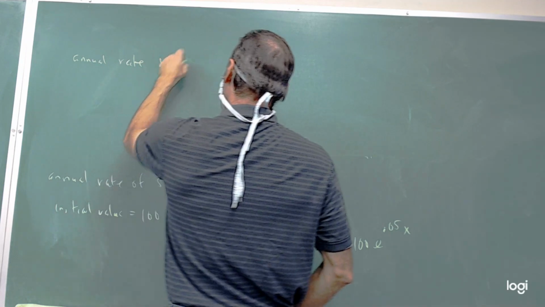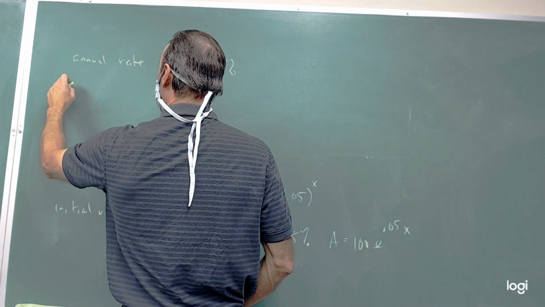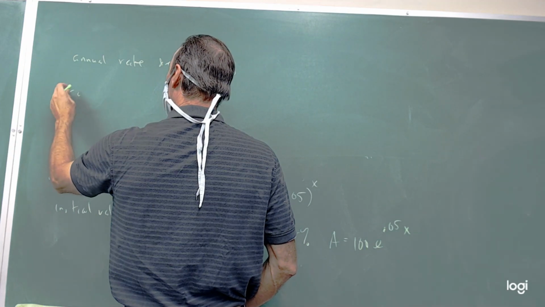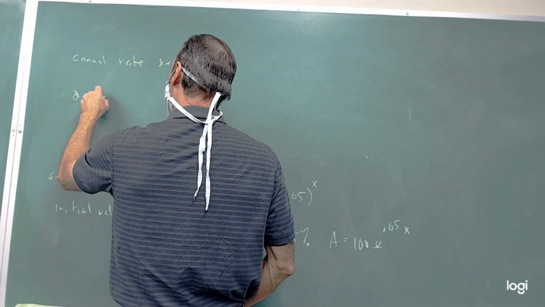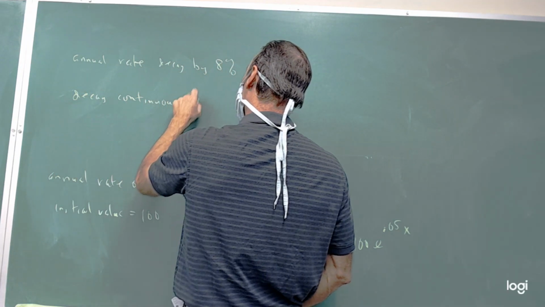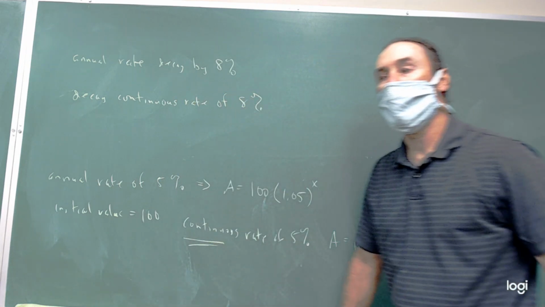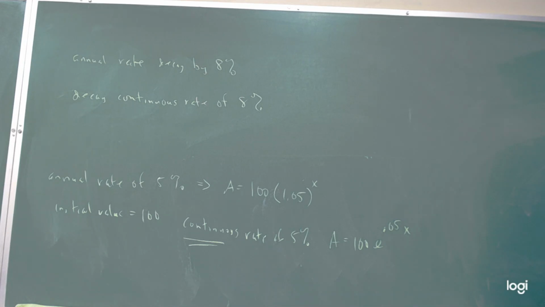If we have a decay curve, so say an annual rate that's going to decay by 8%, and then I'm going to do a decay at a continuous rate of 8%. So how do these look similar? How do they look different? Now we're talking about something that's decreasing exponentially.